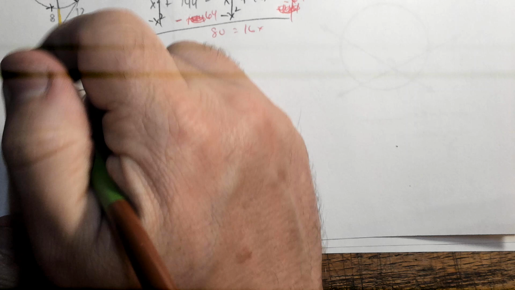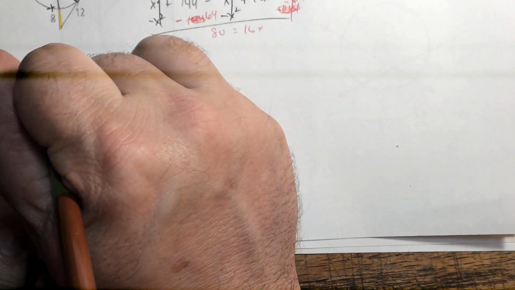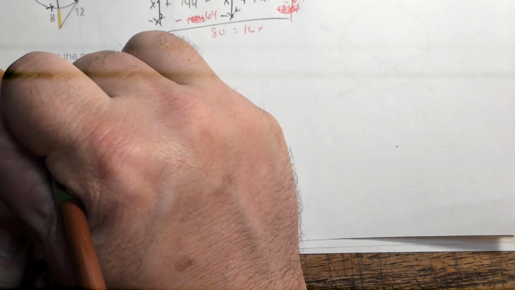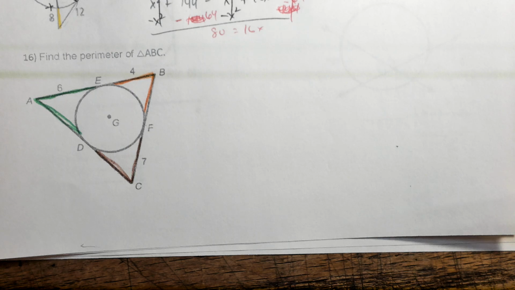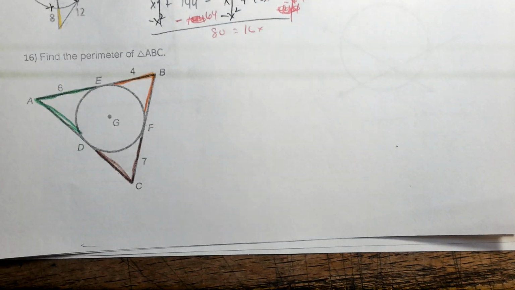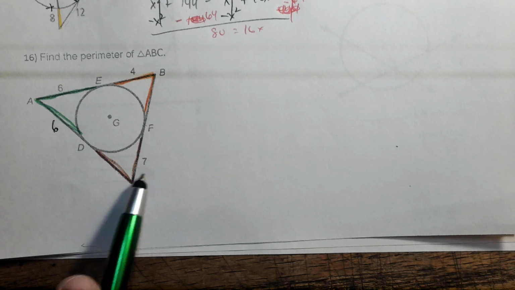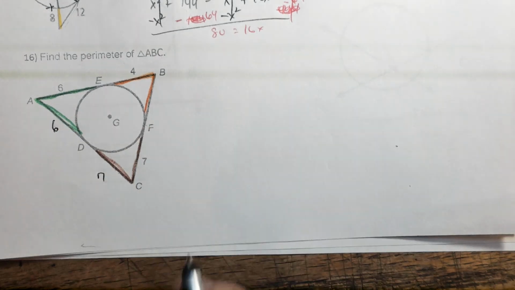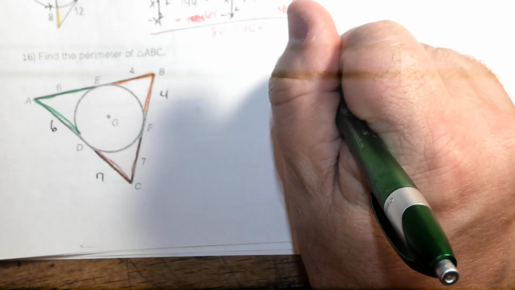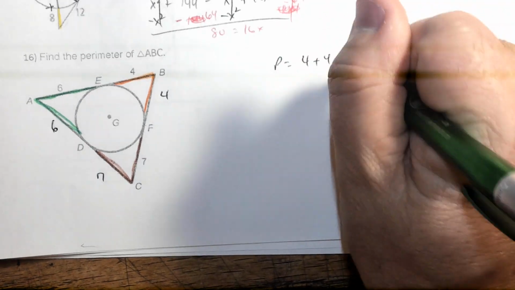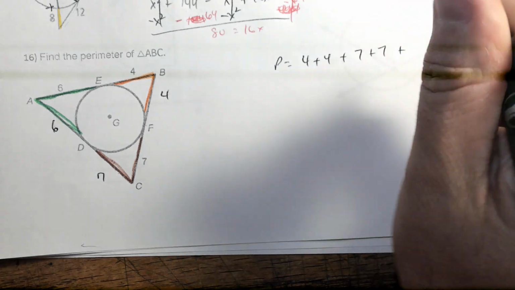These two sides are congruent. And these two sides are congruent. So we can fill in the blanks. Green, 6. This is 6. Brown, this is 7. That's 7. Orange, 4. This is 4. So now the perimeter is just 4 plus 4 plus 7 plus 7 plus 6 plus 6.